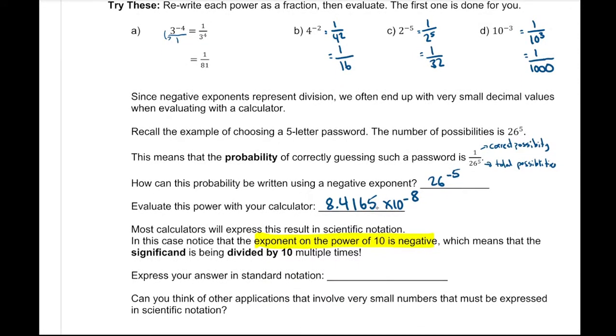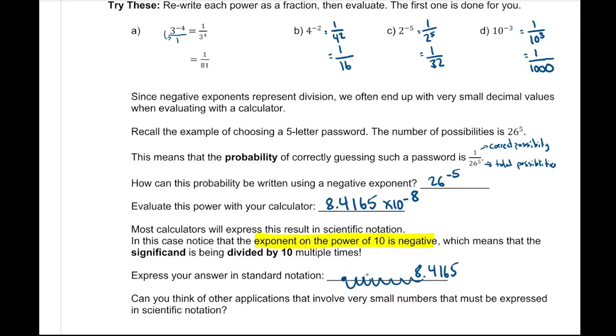Basically what this means is that I am moving the decimal place 8 places to the left now. Before we would move it to the right, now we're going to be moving it to the left because we're dividing. So in this case, let me write out the decimal number first, 84165, and to move it to the left, 1, 2, 3, 4, 5, 6, 7, 8. 8 times. That means the decimal place is now here.